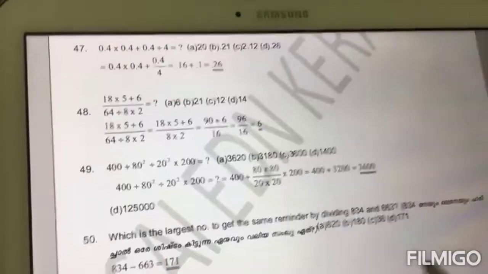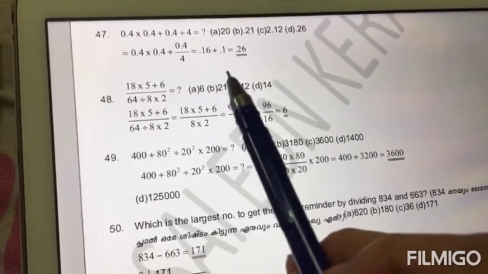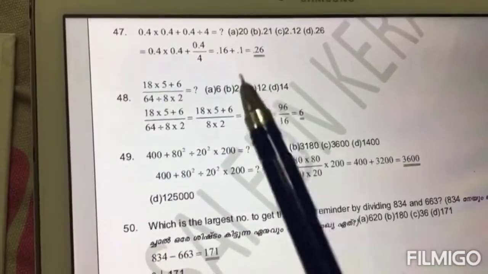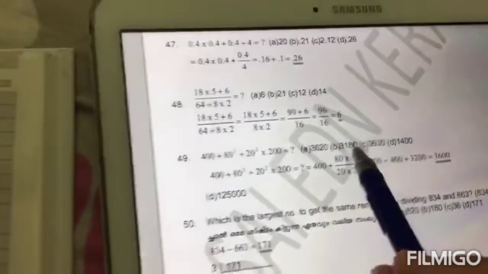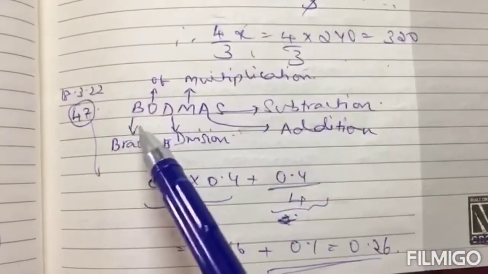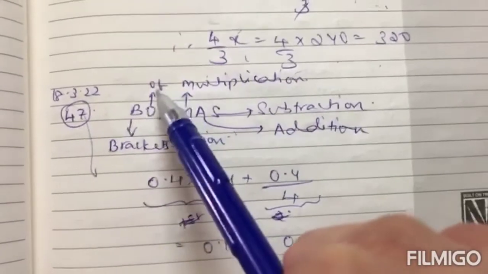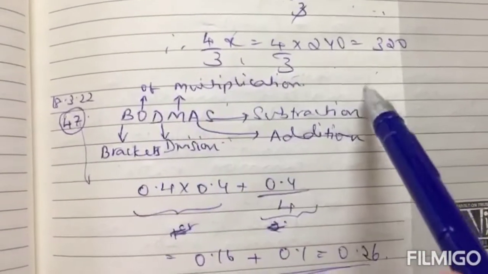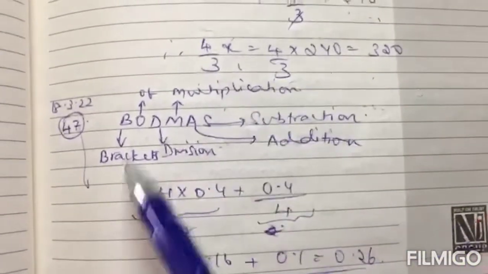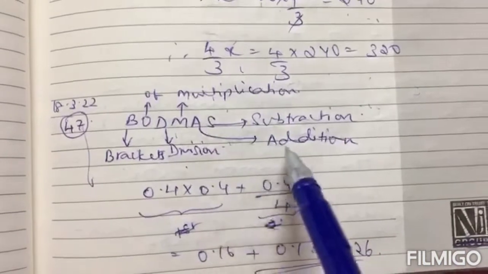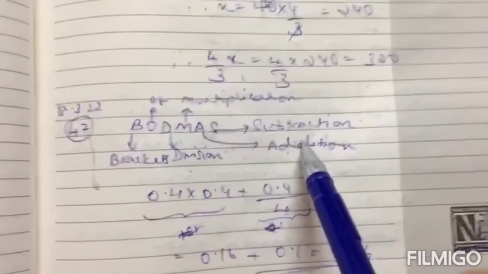All right. Number 47, very simple, but it follows a very important principle in mathematics called BODMAS. We have discussed it before, but I'd like to do it a little more now. BODMAS. B stands for brackets, O stands for of. Of is the same as multiplication, but sometimes they give 3 by 4 of x. It means the same. D is division, M is multiplication, A stands for addition, and S stands for subtraction.